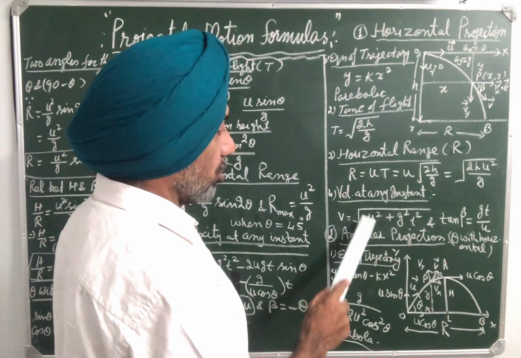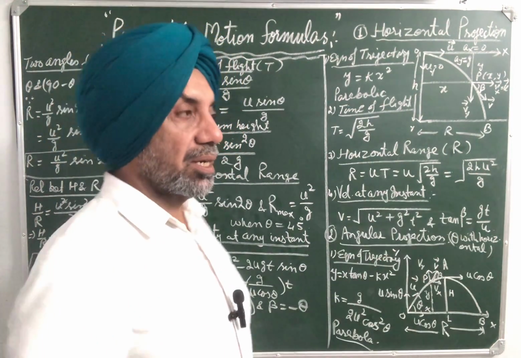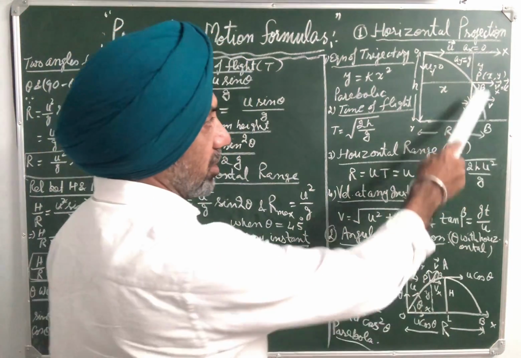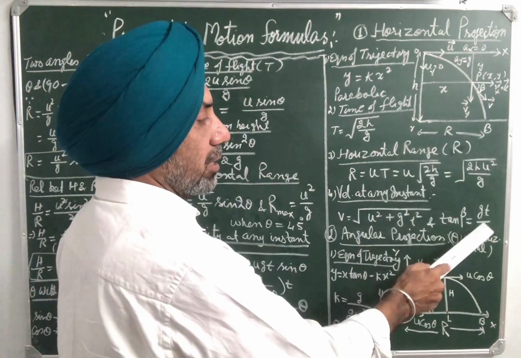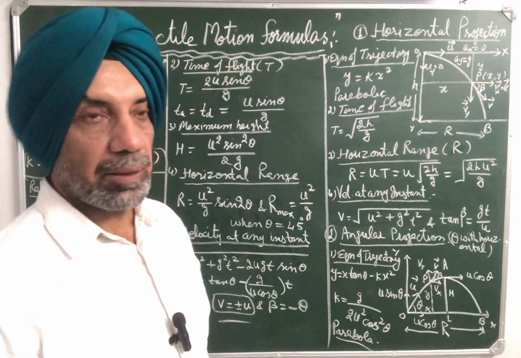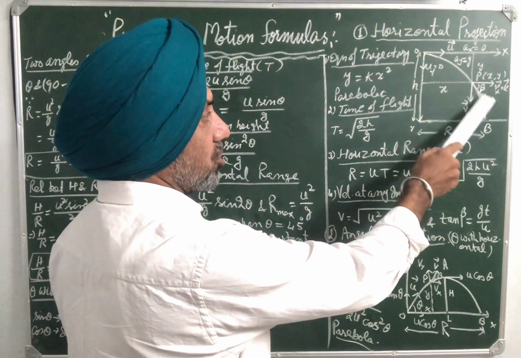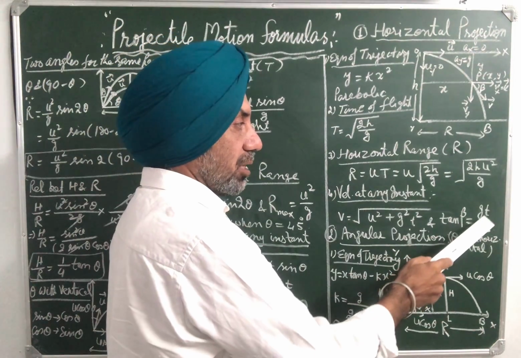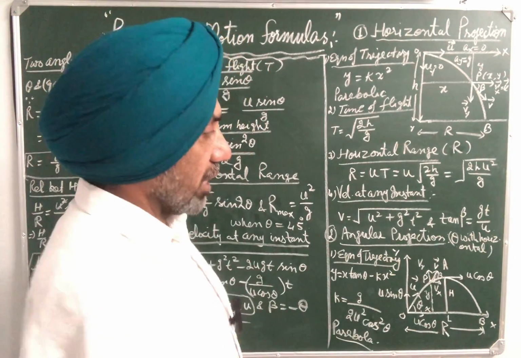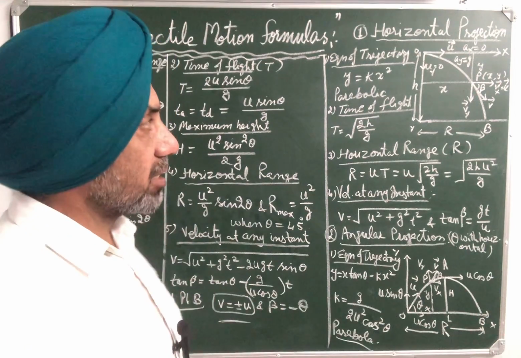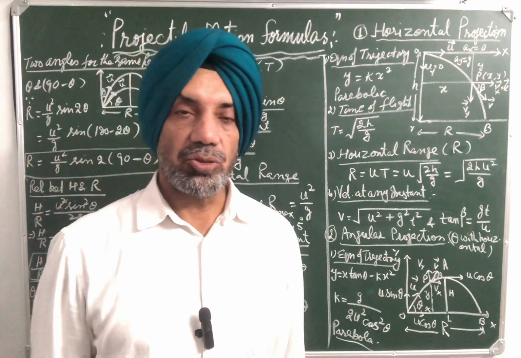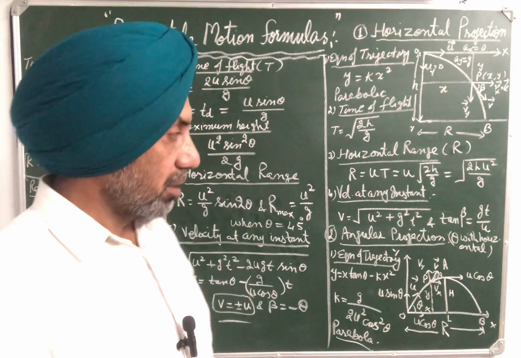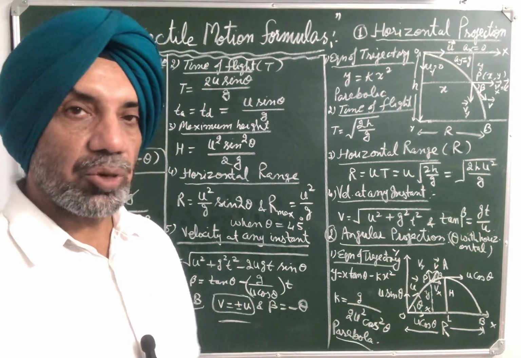Velocity is given by v equals square root of u square plus g square t square, and its direction tan beta is given by gt upon u, because beta is the angle which the resultant velocity makes with the horizontal, and tan beta is given by vy upon vx. So vy is gt and vx is u, because along the x-axis there is uniform motion, non-accelerated motion.